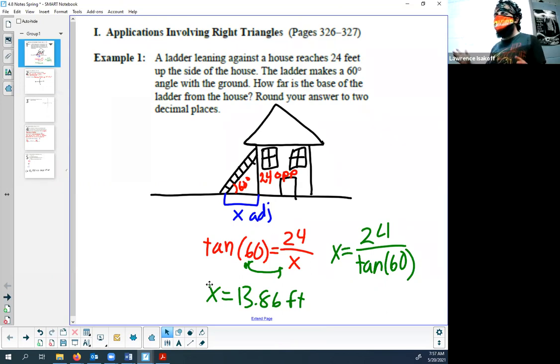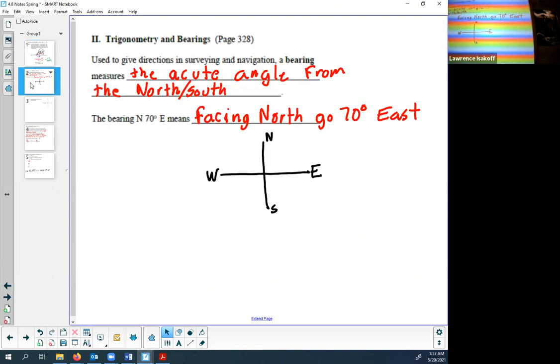Like I said, I'm thinking 13 feet. That seems a little further away than I expected, but not unreasonable. So here with this, we're talking about the idea of bearings. So this is a way to do this.